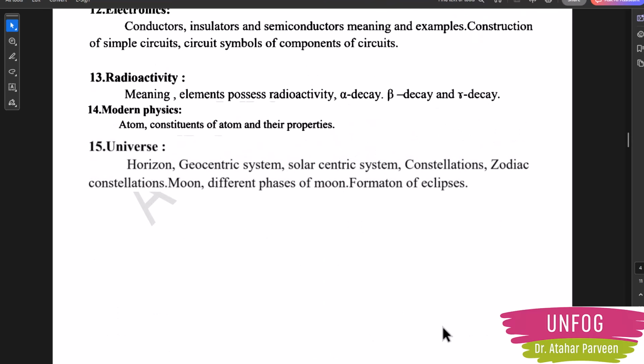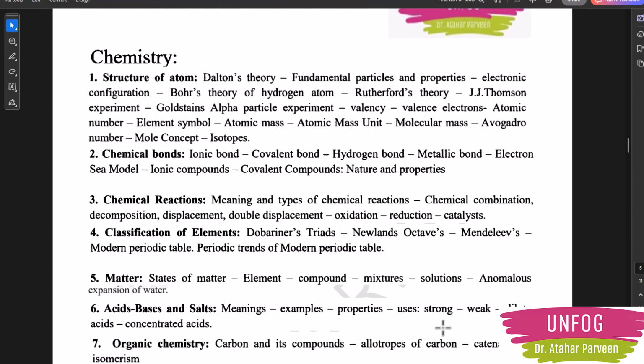And then we have universe. In universe, we have horizon, geocentric system, solar centric system. Basically, concepts related to the solar system. Okay. Next, we come to the chemistry part.